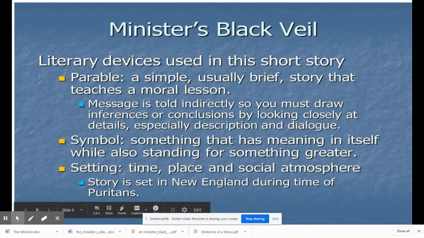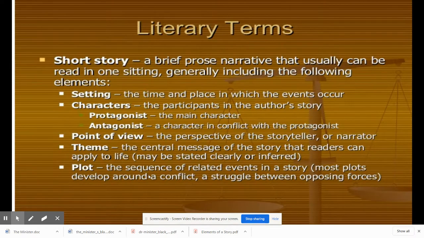And the setting: time, place, and social atmosphere. Now, this setting is in New England during the Puritans' time, okay? Now, it is a short story. A short story is a brief prose narrative that usually can be read in one sitting, generally including the following elements. Okay, it's a short story. It has a setting, a time and place.